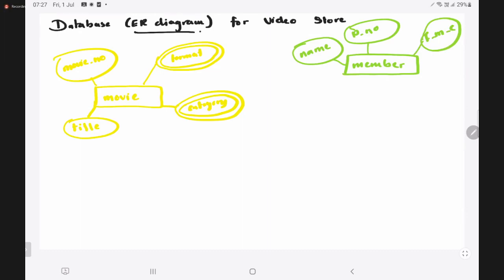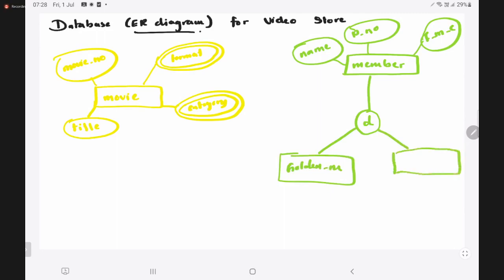Right? So, they have two types of members. So, we can draw it as a generalization. The first member is a golden member. The other member is bronze member. And golden member has only some attribute called credit card detail. But bronze member doesn't have that detail.